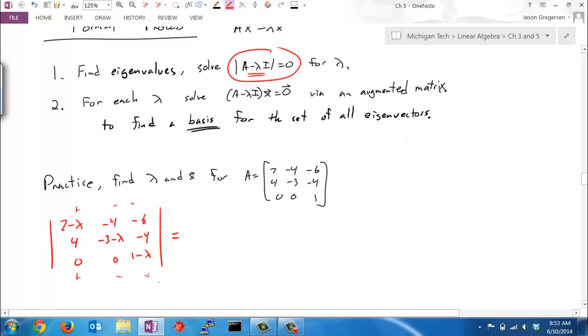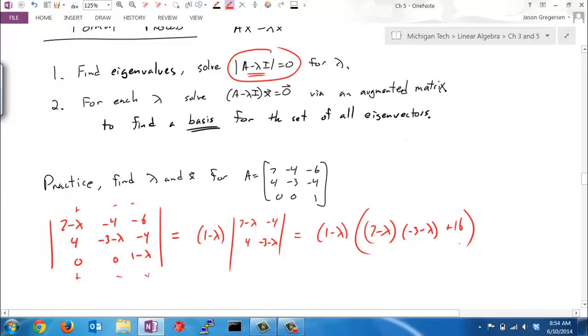It's going to be 0 plus some stuff, 0 plus some stuff, and the last term is going to be 1 minus lambda times a little subdeterminant, where I have 7 minus lambda, negative 4, 4, and negative 3 minus lambda. Now I'm going to finish that calculation. 1 minus lambda times 7 minus lambda, negative 3 minus lambda, minus a negative 16.